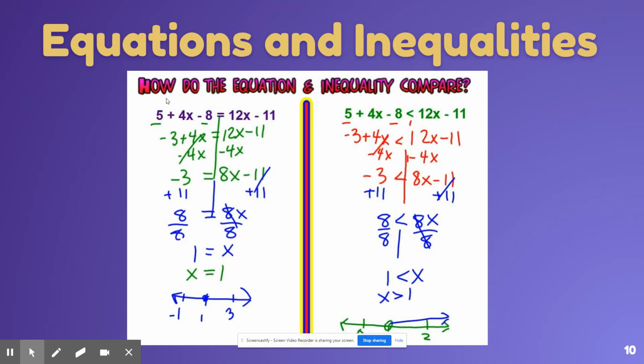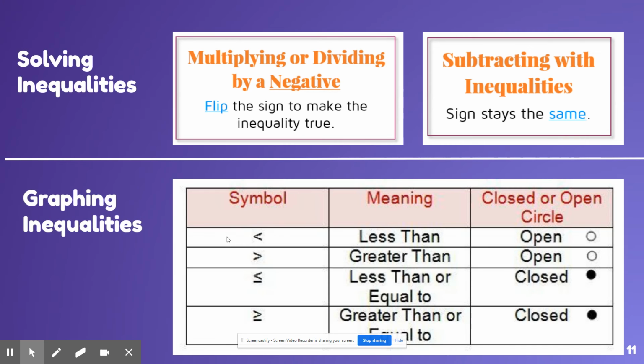Now we're going to talk about how to do the equation and inequality. It's really the same steps to solve, except for when you graph. So if you multiply or divide by a negative, you have to flip the sign the opposite direction. And so just one thing you should know is that if it looks like this, it's less than. Looks like this, it's greater than. Looks like this, it's less than or equal to. Looks like this, it's greater than or equal to. When you're having to graph it, if it's just less than or greater than, it's an open circle. But if it has the equal to part, it is a closed circle filled in.